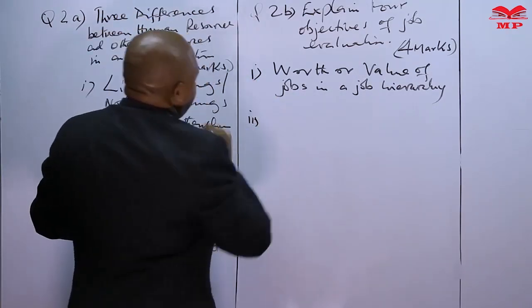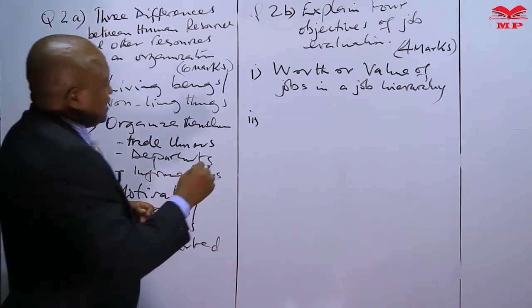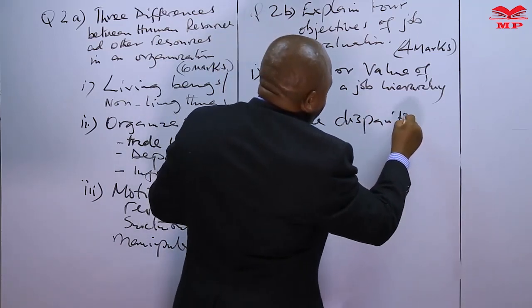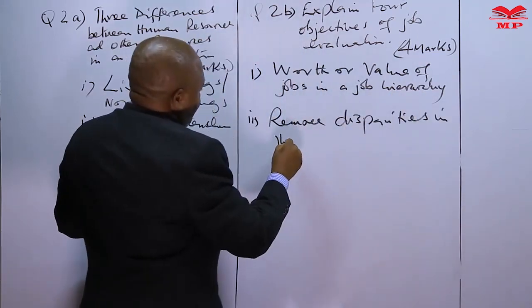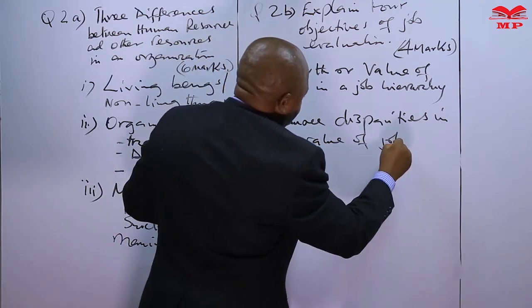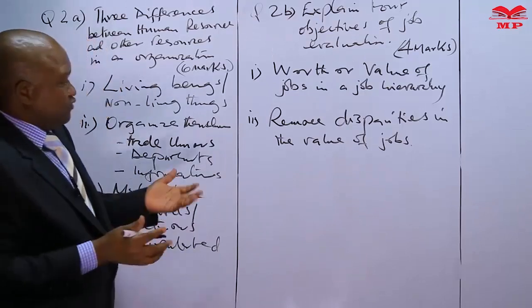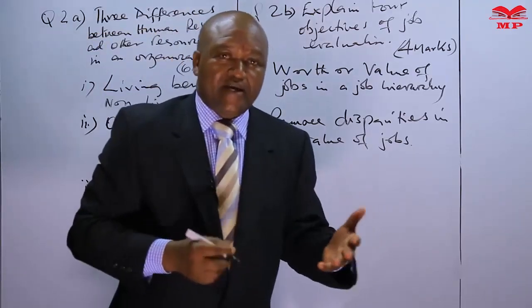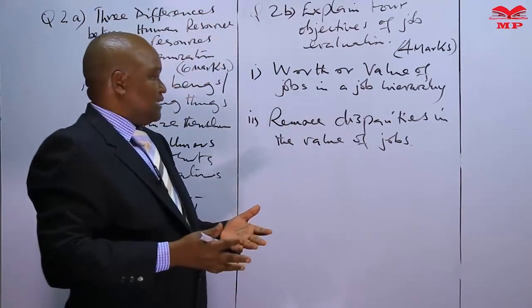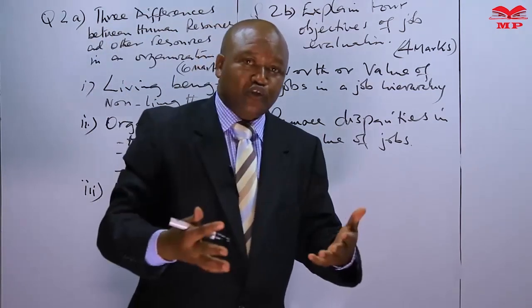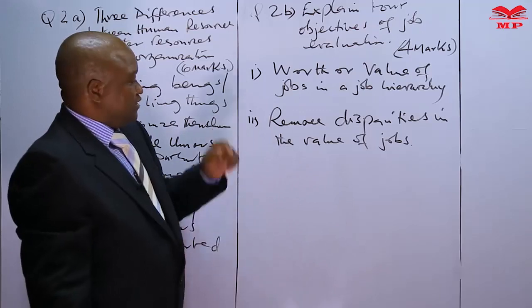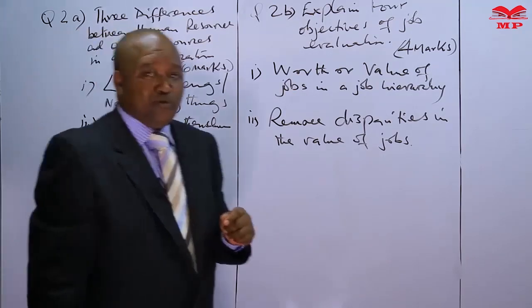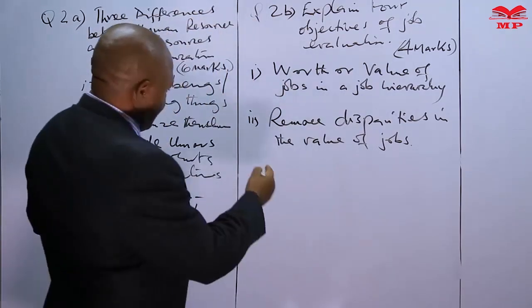Secondly, another objective of job evaluation is to remove disparities in the value of jobs. Remove disparities in the value of jobs such that when you have a given organization, employees who do similar work can be remunerated or can be put on scales that give them value for their contribution to that particular organization. So the removal of disparities in terms of the value for jobs is one of the objectives of job evaluation in a given working context in HR.